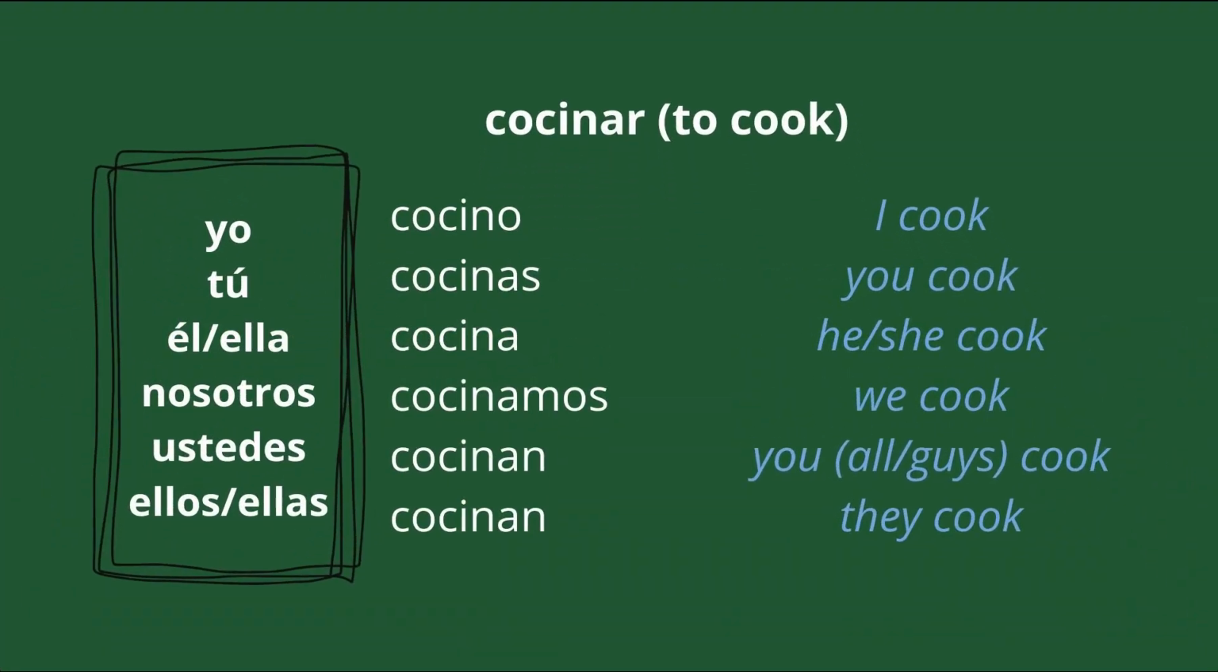Now finally we have the verb cocinar, which means to cook. I'm just gonna show you the full conjugation, but the same process that we did for the previous two verbs applies to this one. Yo cocino. I cook. Tú cocinas. You cook. Él o ella cocina. He or she cooks. Nosotros cocinamos. We cook. Ustedes cocinan. You guys cook. Ellos o ellas cocinan. They cook.